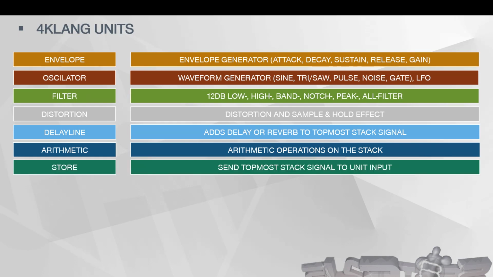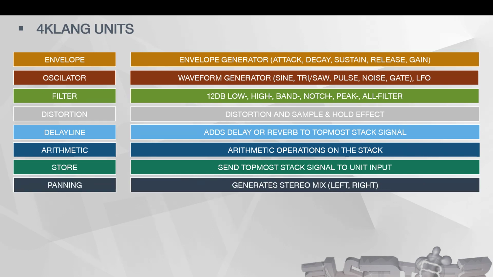Then we have the store unit, where whatever signal is on the stack, the topmost signal, you can store this away and use it somewhere else. So the store will give you a selection, which we will see later, where to send it. Then we have the panning unit, which basically generates a stereo mix. So this has a one signal input and then two signals output, and also it provides the mixing between left and right.